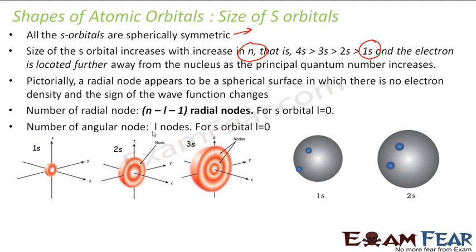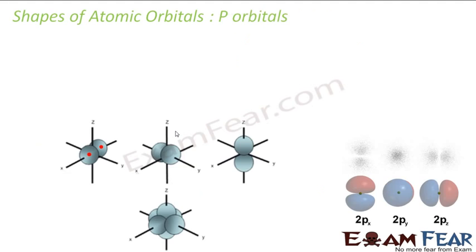And the number of angular nodes is l. In our case, for an s orbital, l is 0, so there is no angular node. We'll discuss the angular node when we discuss the p orbitals. Just understand that there is a general formula. For radial nodes, the number is n minus l minus 1, a general formula. And for angular nodes, the number is l.